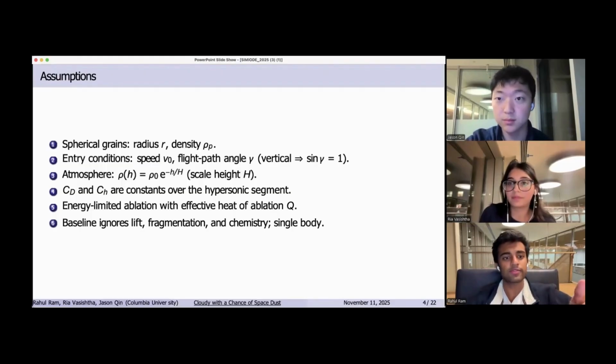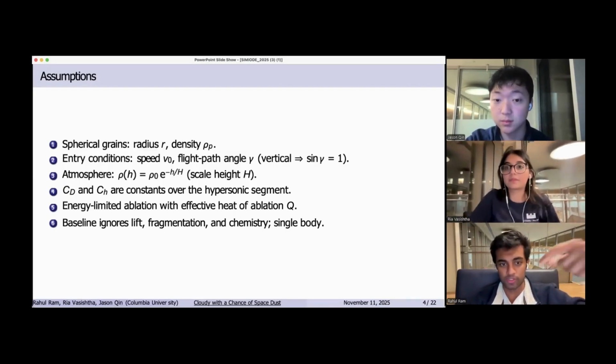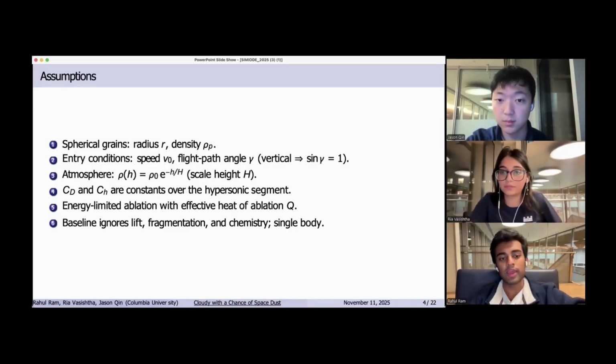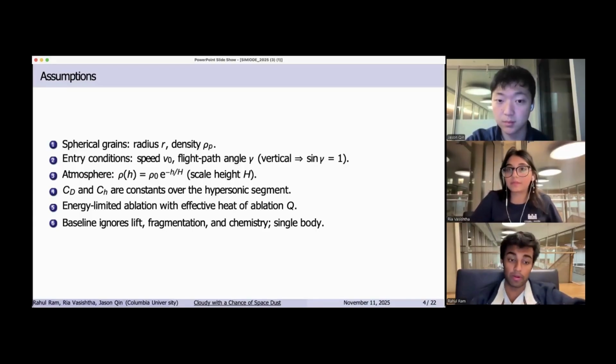One, every grain is a sphere of radius r and density rho p. That's not true in reality, but it keeps drag and heating easy to calculate, and the results still show the right trends. It enters with speed v naught, and we assume all particles fall straight down so we can focus on the vertical case first. Next, we assume the air gets thinner exponentially as we go up.